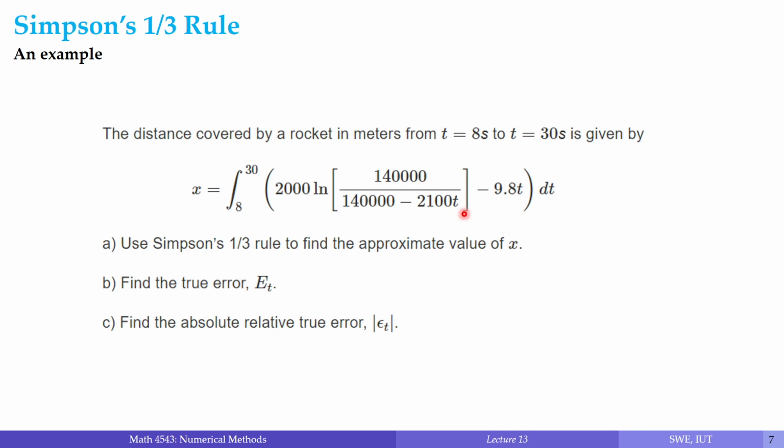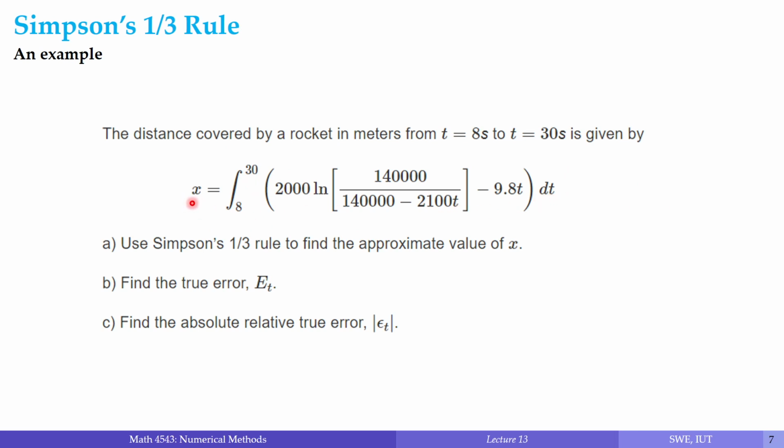We know that the integration of a velocity function is the distance covered by a body, right? So the distance covered by this rocket from time t equals 8 seconds to time t equals 30 seconds is the integral value of this function over here, from the lower limit 8 to the upper limit 30 with respect to time, with respect to dt.